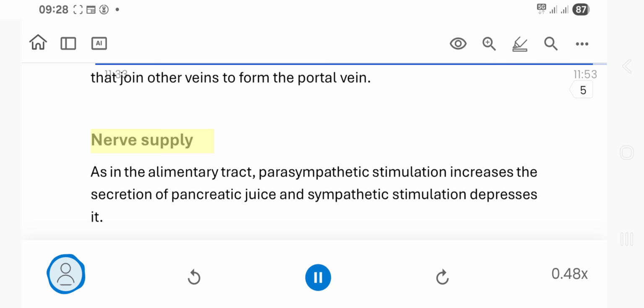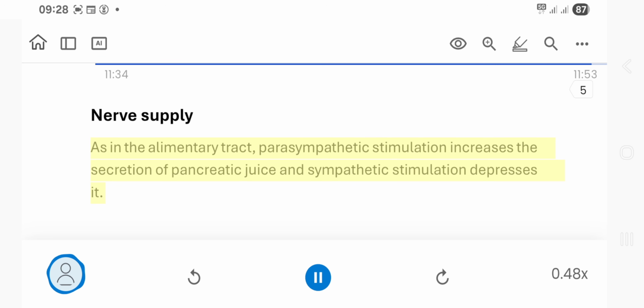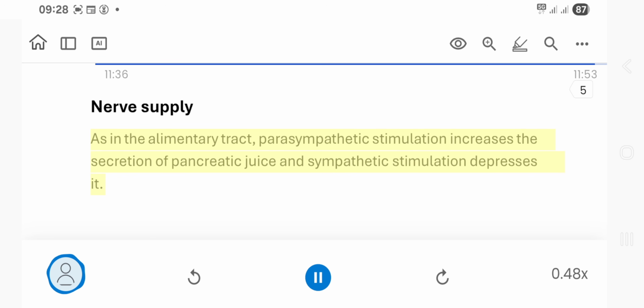Nerve supply. As in the alimentary tract, parasympathetic stimulation increases the secretion of pancreatic juice and sympathetic stimulation depresses it.